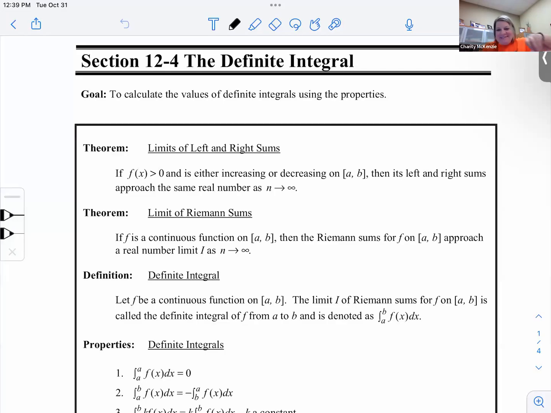Well, hello, and this video is going to help with 12.4, which is the definite integral, or the start of our definite integral. And we're going to learn about Riemann sums in this one. So we're going to use this idea of Riemann sums.